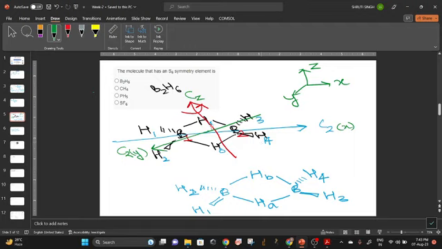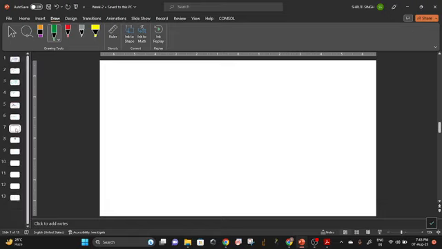Now parallel to the C2s we will have planes, because everything is symmetrical. Can you imagine the plane? One will be this molecular plane. Okay, let me draw a simple diagram and I'll show you the planes.